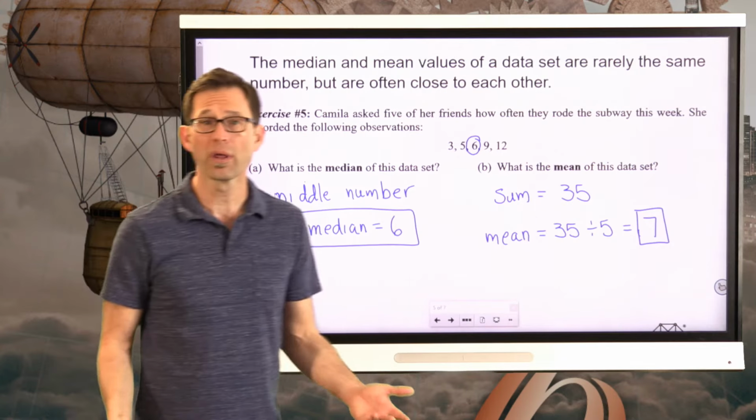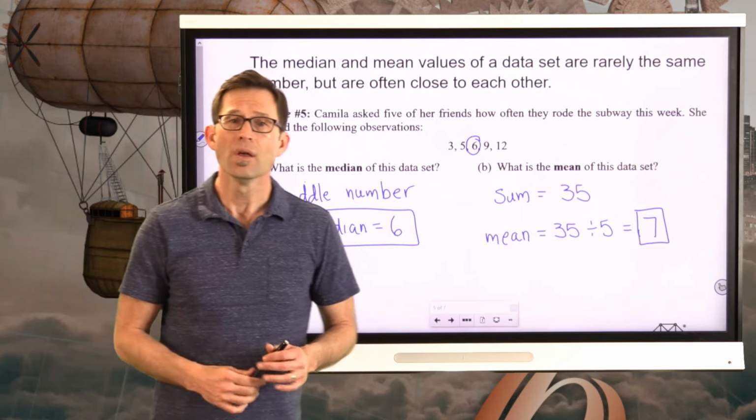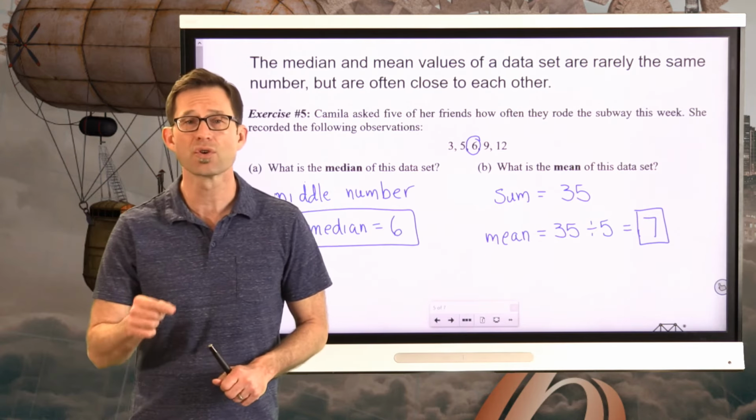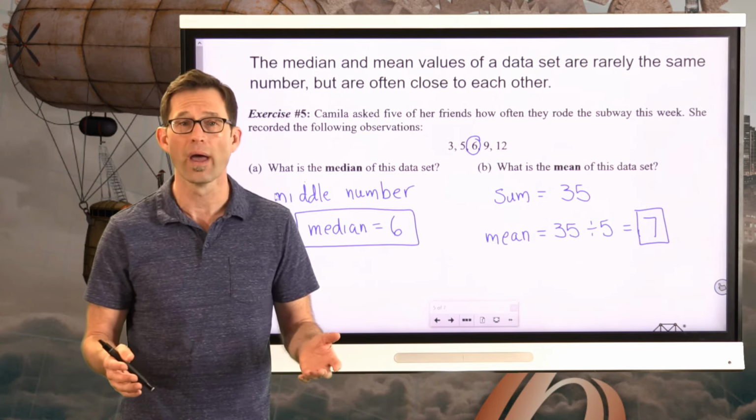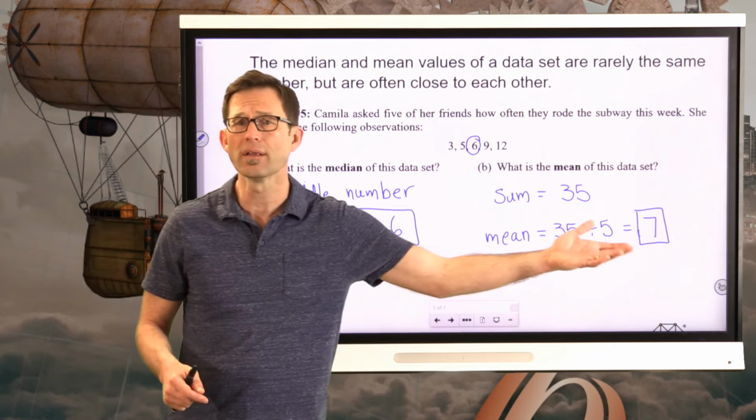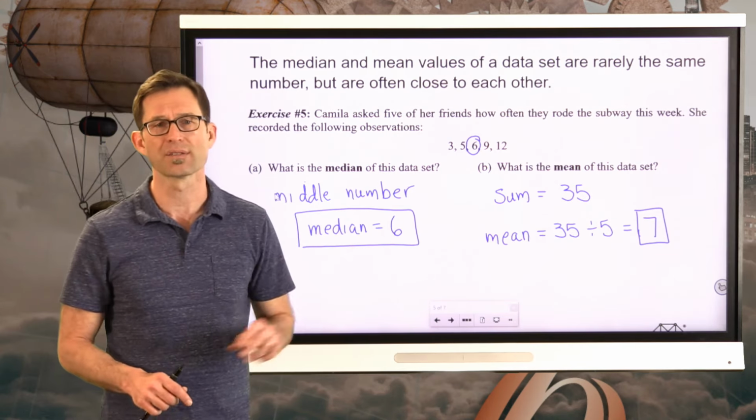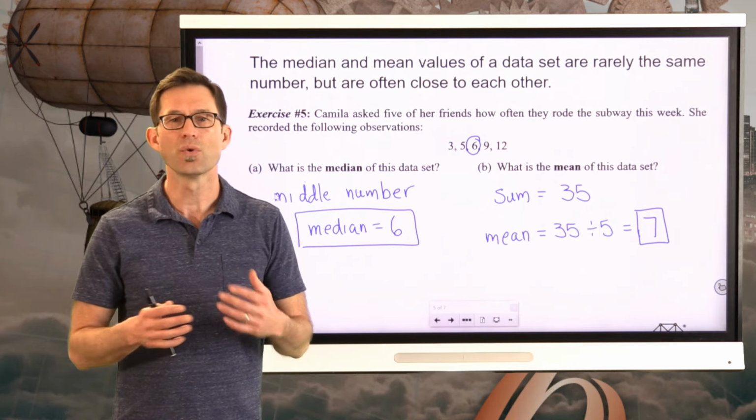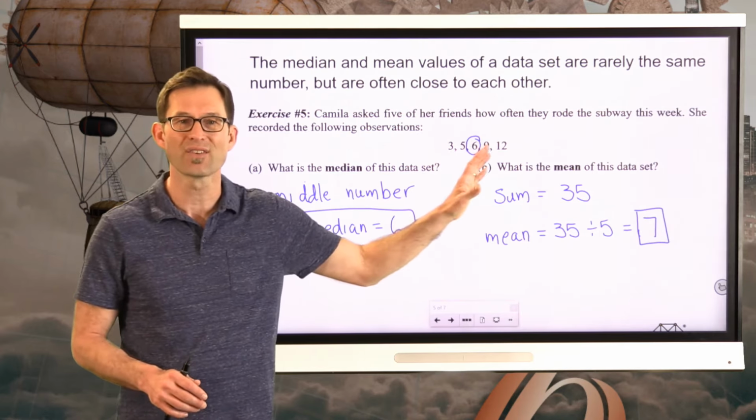And notice they are pretty close. We've got a median of 6 and a mean of 7. So if Camilla was trying to answer the statistical question, how many times do my friends ride the subway, she could say, on average they ride it 7 times, but the median number of times was 6. Given that those two are so close together, they both are pretty representative of the center of this data set, or at least as a measure of the center.